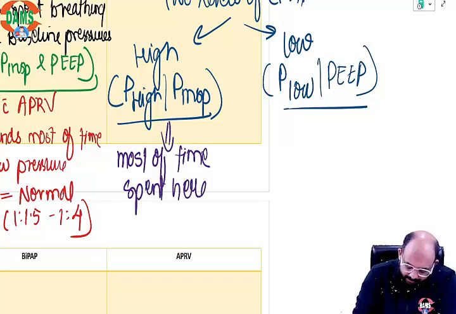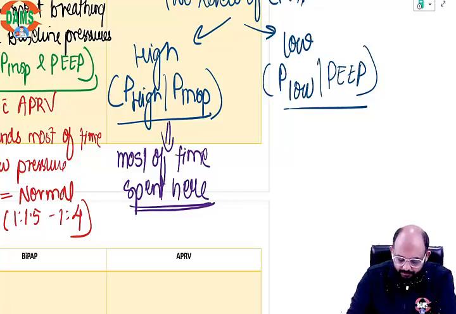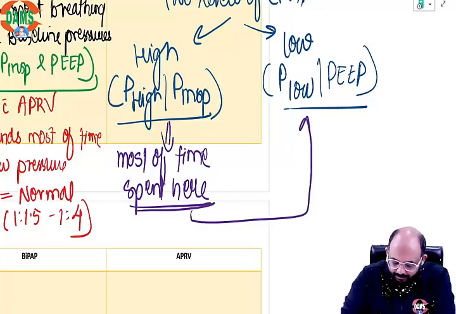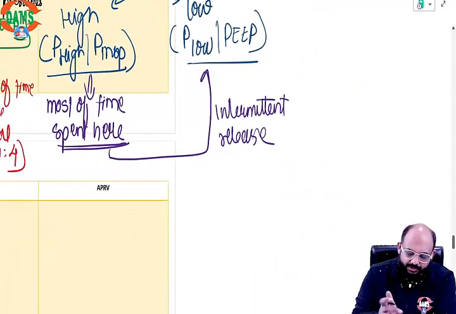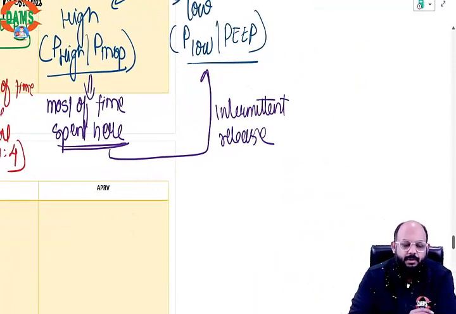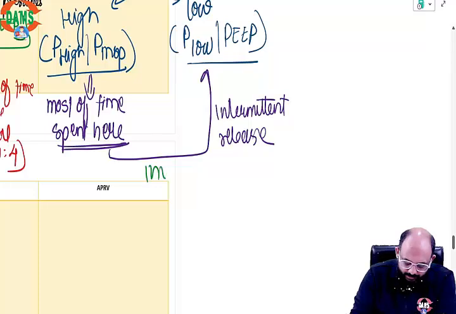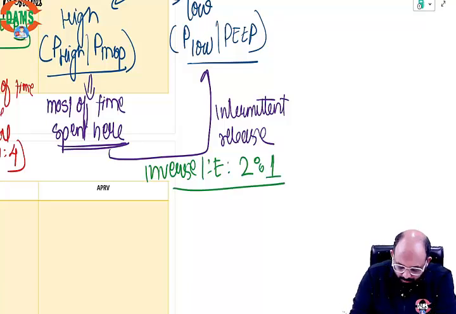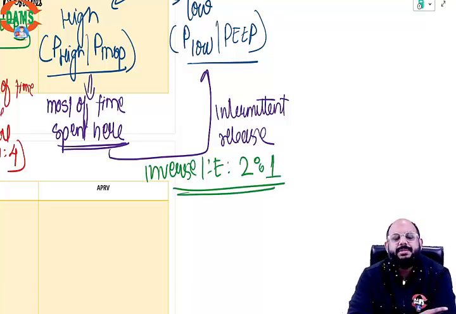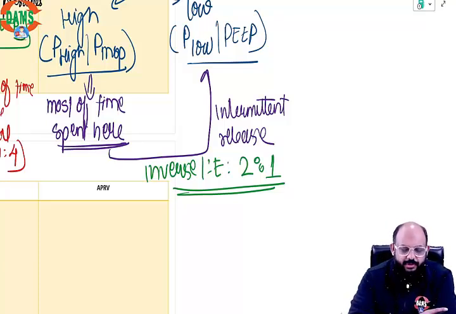And because the patient spends most of the time here, there is intermittent release which then puts the patient in low pressure. There is an inverse inspiratory to expiratory ratio, usually 2:1.